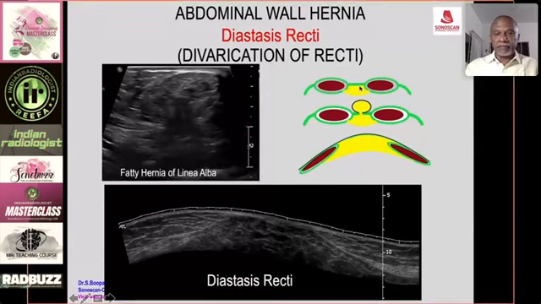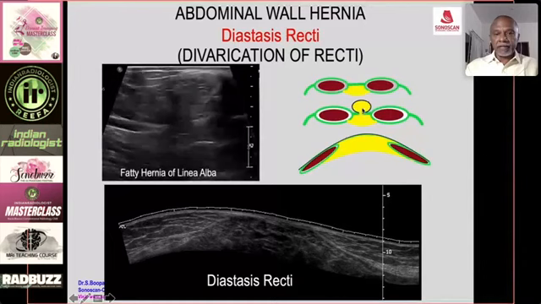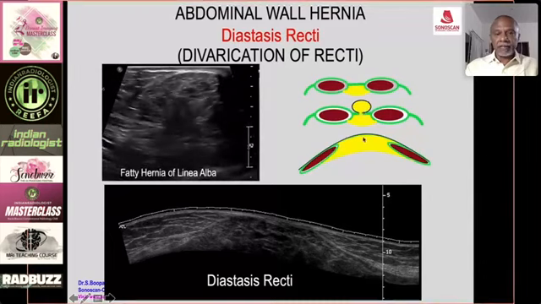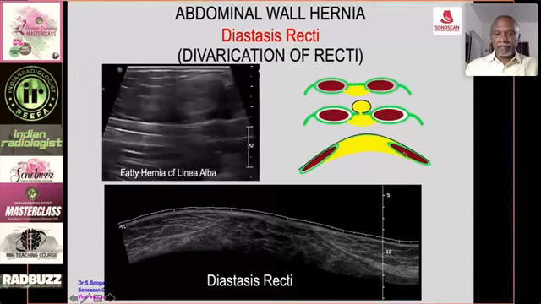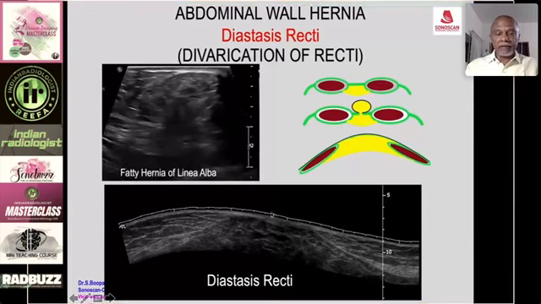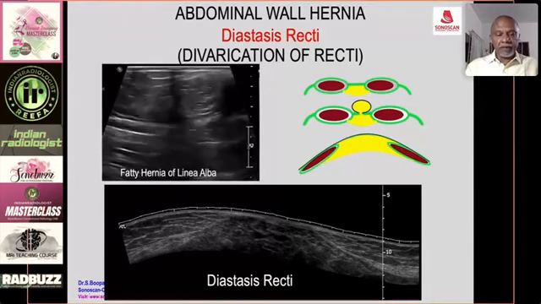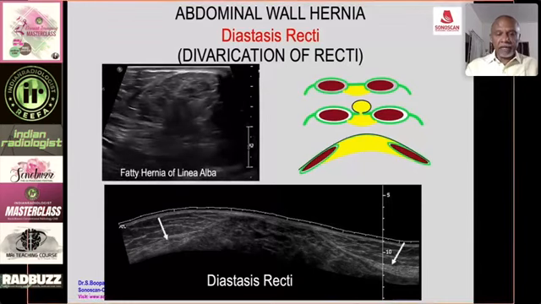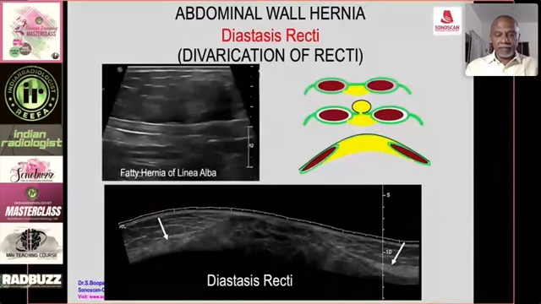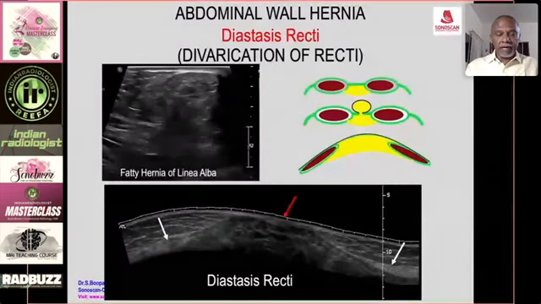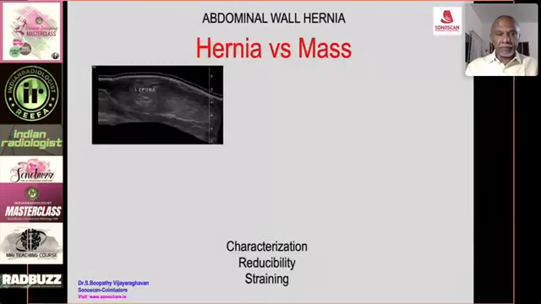So here there is a defect in the linea alba and the contents protrude, whereas here there is weakness of the linea alba, separation of the recti abdomini, and the abdominal contents bulge outside. So that is the difference between divarication of recti. Now it's called diastasis recti. And you measure the distance between the medial borders of the recti and make it in your report.